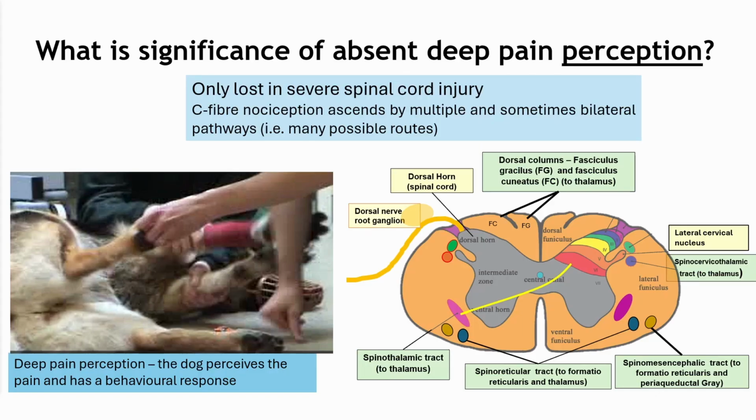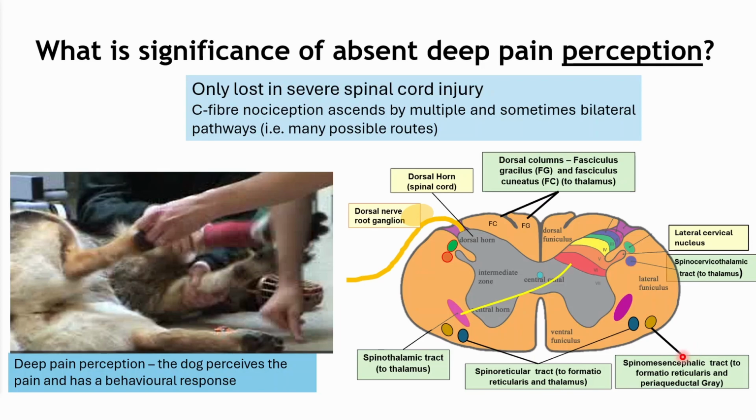Why is that significant? Because this is talking about the integrity of the spinal cord. So the response has to come from the head end of the dog. So we can see in this dog, I'm pinching the toe, and the dog has a withdrawal reflex. That's just a reflex. We can also see from the dog struggling that they have a behavioural response. And the reason why that's important is that the nociception can ascend the spinal cord by many different routes. So the top and the bottom and the side of the spinal cord.